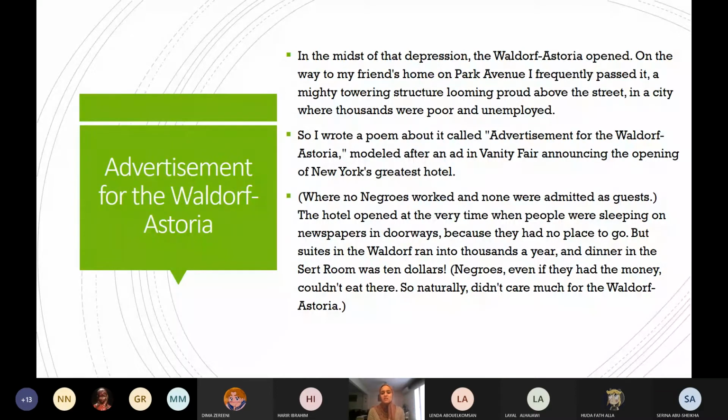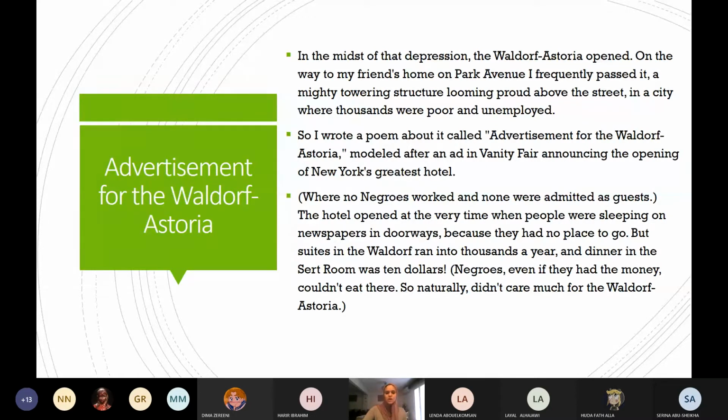So naturally, they didn't care much for the welfare of the Waldorf Astoria. When you go to a very poor place, girls, and you put up for them an advertisement for the new Mercedes, it is like the same.